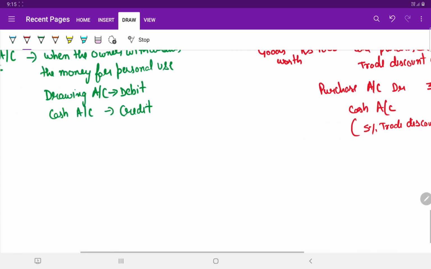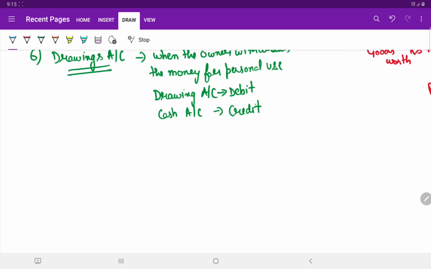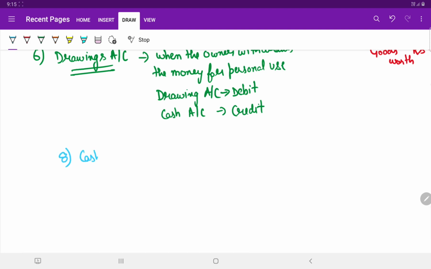And the last one is the 8th. This is the cash discount. So how is a cash discount recorded? It is an allowance which is made by the receiver of the cash to the payer for the payment made before the due date. So in such a case, the discount is to be recorded.